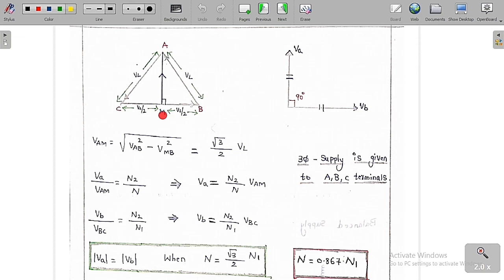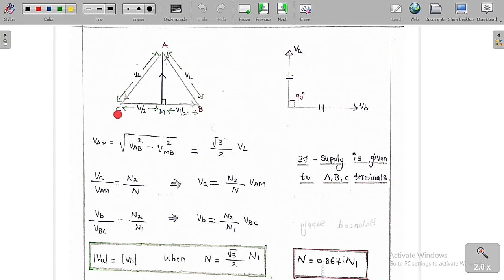M is the midpoint across the B and C terminals, so each half is VL by 2. This is VAM, the voltage VAM. If you draw a straight line, it is perpendicular to this base. VAM and VA are always in phase.